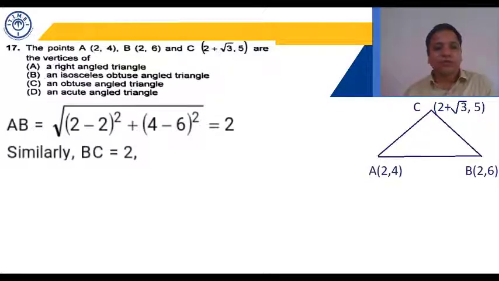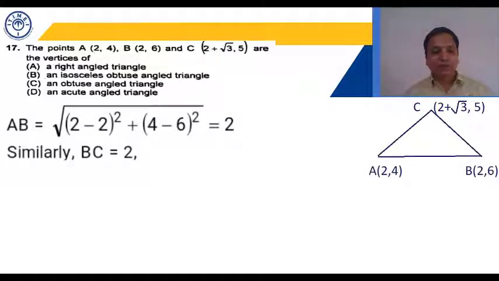Now suppose we find the length of BC. Let's solve. C's coordinates are irrational, 2 plus root 3. So 2 minus 2 plus root 3, 2 and 2 cancel out. Minus root 3 square is 3. And 6 minus 5, that is 1, square is 1. So 3 plus 1 comes out to be 4. 4 square root is 2. So can we say the length of BC also comes out to be 2?